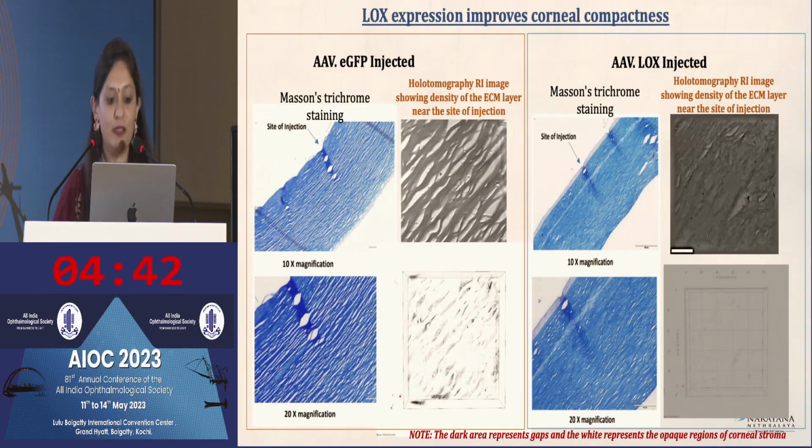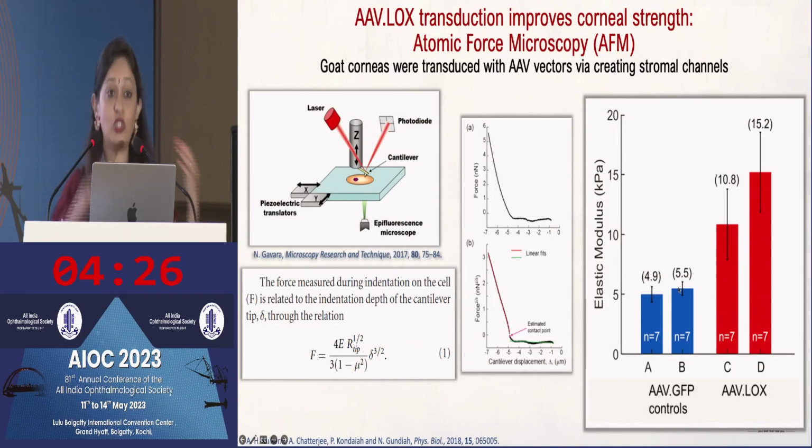What we are seeing in early results is that you can see here how the gap is. That means the collagen and the lysyl oxidase are on the lower side. And when you inject these vectors, they start becoming tighter with one therapy. Not just the collagen and the lysyl oxidase becoming tighter, the strength of the cornea also increases when you inject these lysyl oxidase vectors.